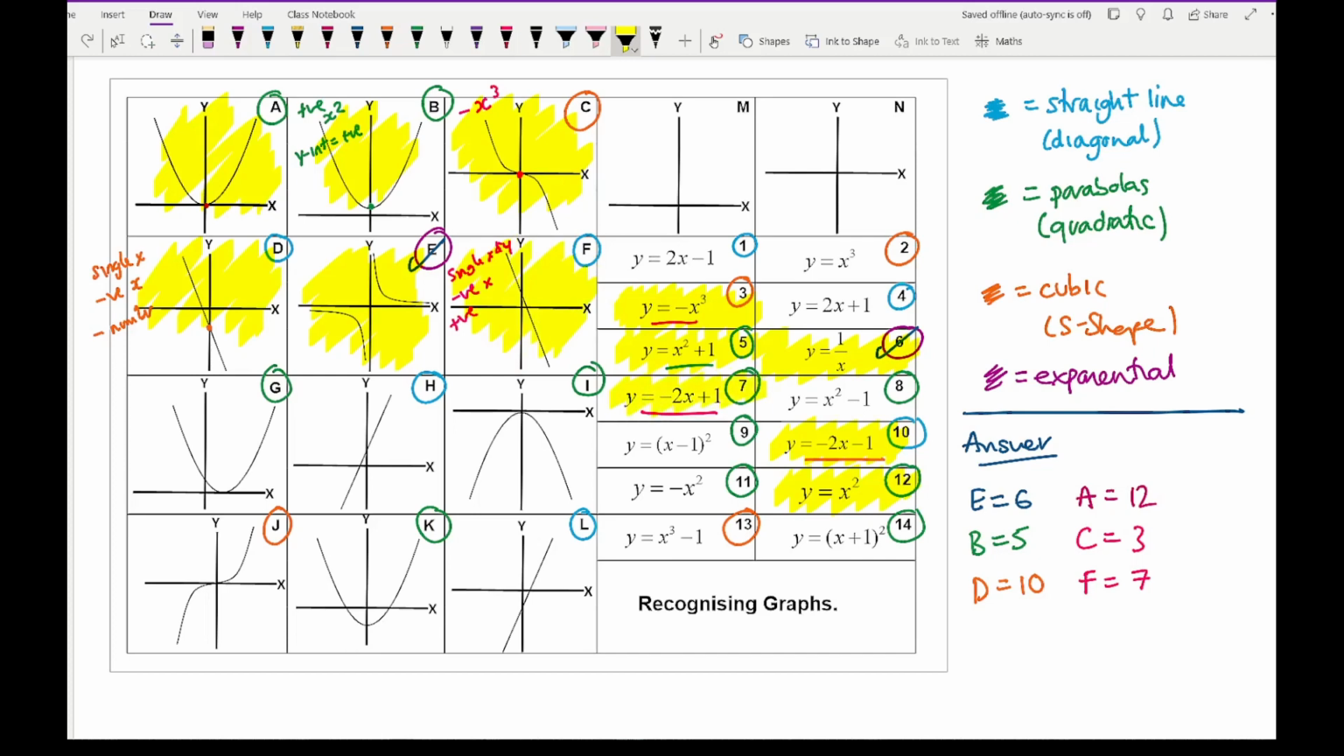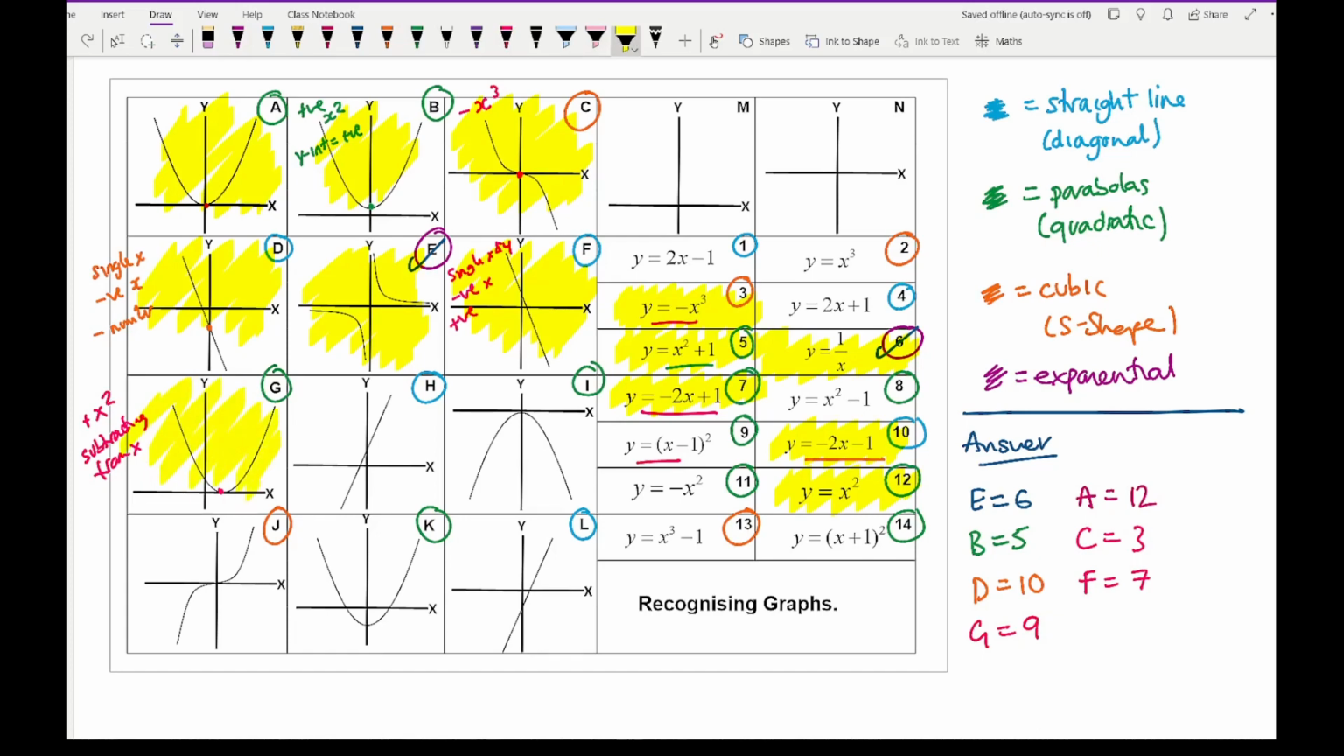Then for the next one with G, so this one here, I'm looking for a positive x squared, because it's a U shape. But here I'm shifting it along, let's say, to here. Okay, so I'm shifting it along 1. So that's going to be where you're taking away 1 or taking away something. So you're subtracting from x. Now this really does apply to graph transformations, but basically speaking, the equation is going to be question 9. So it's going to be G equals 9. And again, I can cross that one off.